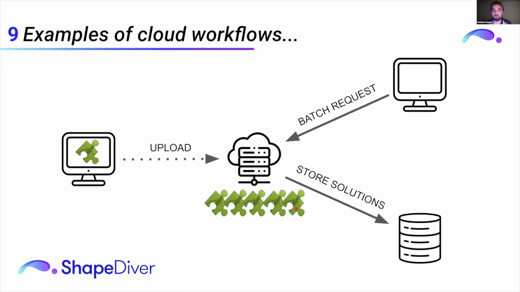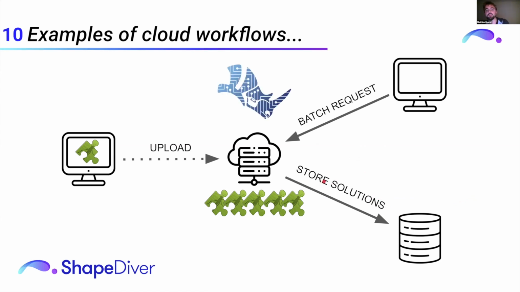And with a scalable server infrastructure, another workflow that can be achieved is to batch request multiple solutions from Grasshopper definitions and store them for further analysis or design space exploration applications. These types of operations could typically take days on a local machine, but can be done in minutes with the right cloud infrastructure.